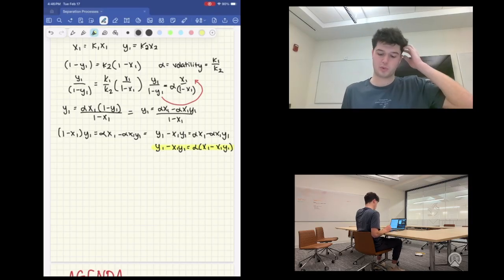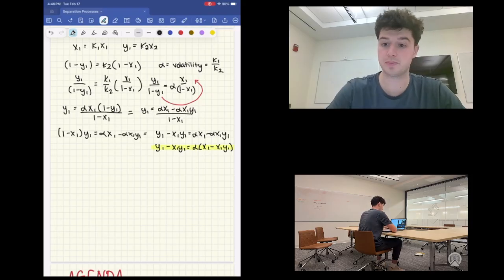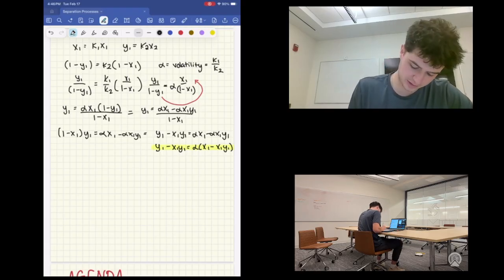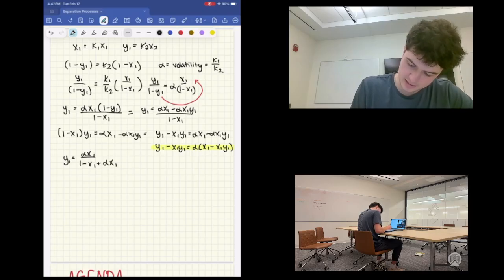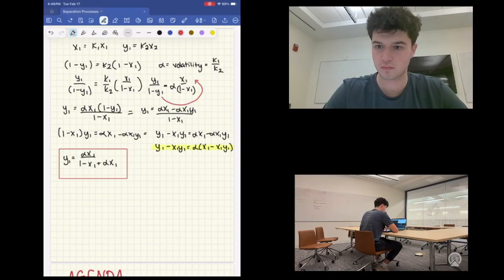But we will need a little bit more than just this highlighted section. So we are actually going to narrow this down to just the complete y1 value, which after some algebra will get you to y1 equals alpha x1 over 1 minus x1 plus alpha x1. And this is the equation that we are going to use in Google Colab to help us make this plot.